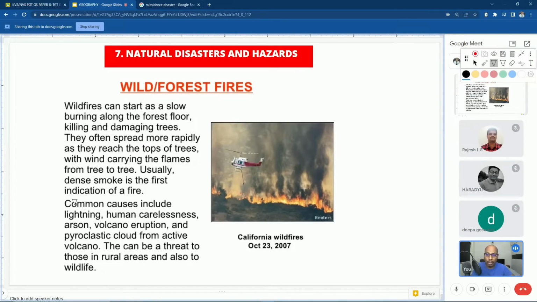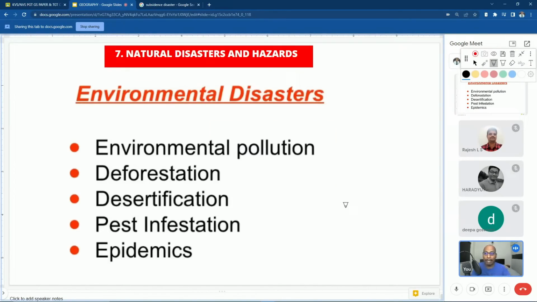Reasons or common causes include lightning and human carelessness. Somebody will smoke a cigarette and drop it without putting it out. What happens? That will ignite the fire, and it will cause thousands of hectares of forest to catch fire. And then arson, volcanic eruption, and pyroclastic clouds from an active volcano can be a threat to those in rural areas and also wildlife. Then we have environmental disasters like environmental pollution, deforestation, desertification, pest infestation, and epidemics.